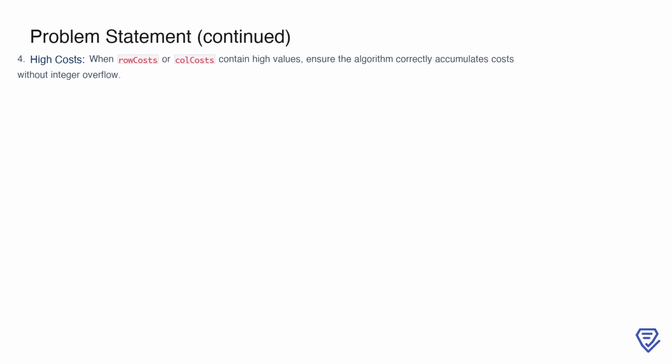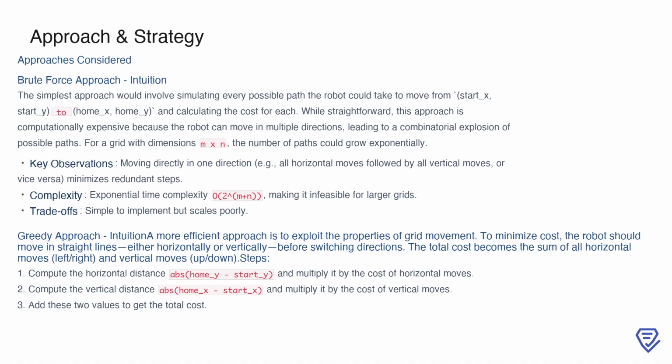Lastly, for grids with high movement costs, the solution must still optimize the path to minimize the total cost while adhering to the constraints. To tackle this problem, we initially consider a brute force approach, which involves simulating every possible path the robot could take from its starting position to its home. While this method is straightforward and easy to conceptualize, it quickly becomes computationally infeasible.